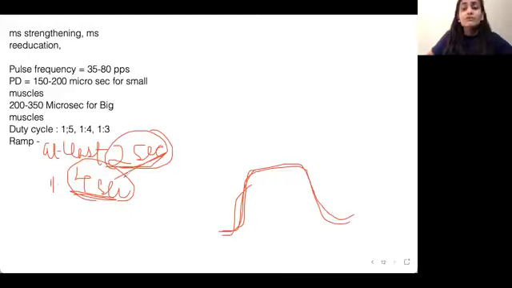You're going to pick a ramp with 4 seconds. Perfect. Okay. So that is your muscle strengthening, muscle re-education. So everyone clear with these parameters?